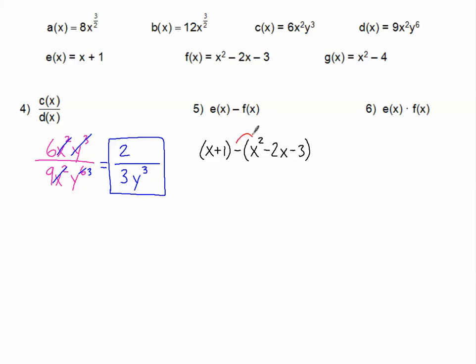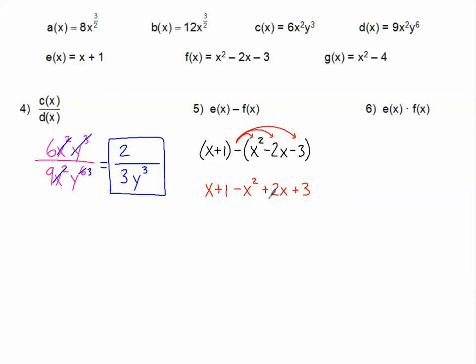This is actually a distribution. We're subtracting all 3 of these parts. We really didn't actually need these parentheses, but they didn't hurt. 1 times that is just that, so x plus 1. And then we're subtracting x squared. We're subtracting negative 2x, which makes positive 2x, and we're subtracting negative 3, which makes positive 3.